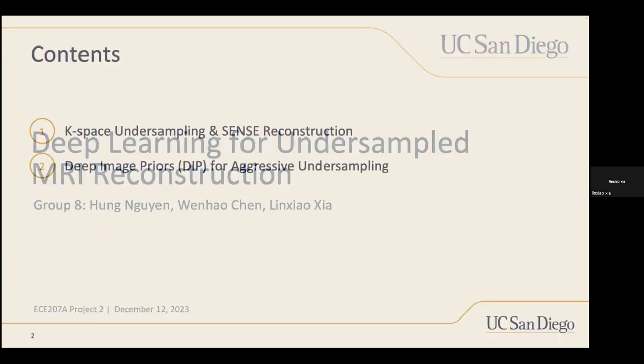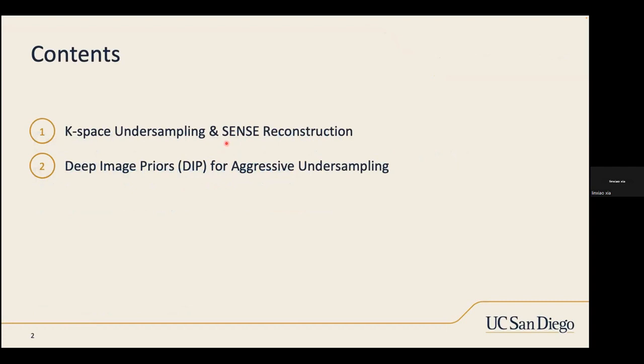our work. First, we will talk about our implementation of the SENSE reconstruction. Then we will show how deep learning can refine the artifacts if the k-space from each coil was even further undersampled in what we call aggressive undersampling.